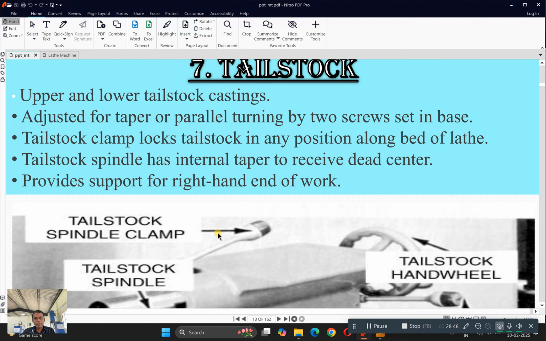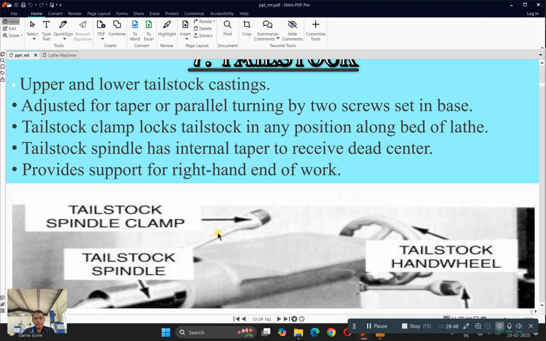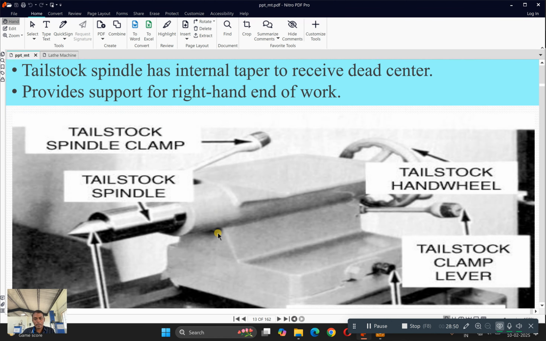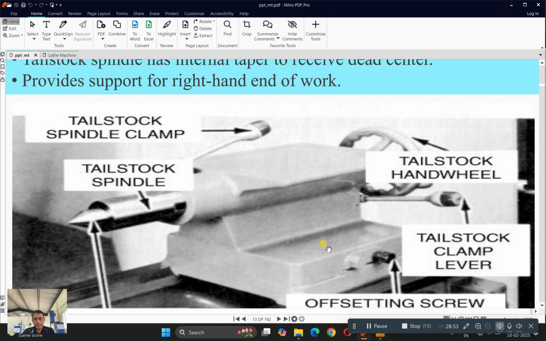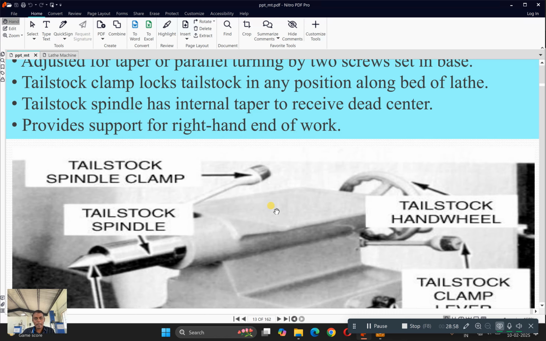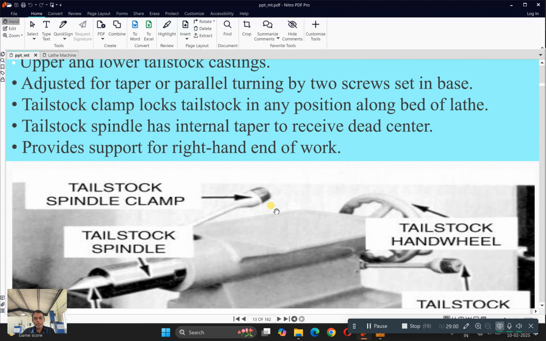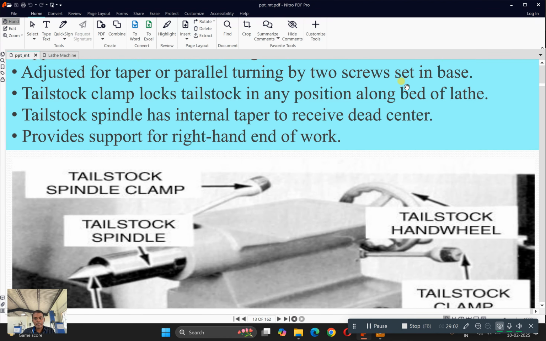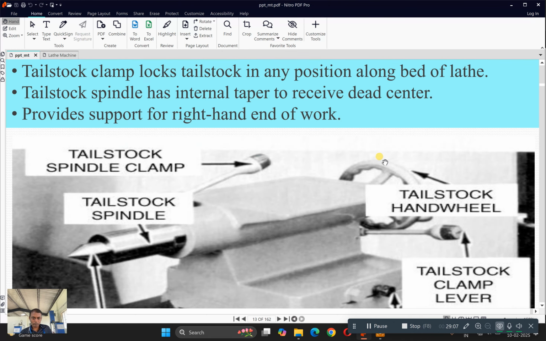Last one, tailstock. So it has upper and lower tailstock castings. What is meant by upper and lower tailstock casting? This particular portion is called the lower tailstock casting and this is called the upper tailstock casting. Both of them are connected together and it is adjusted for taper or parallel turning by two screws set in the base. There are two screws which are provided here. By adjusting this clamp screw we can move your tailstock from one end of the lathe bed to the other end. So that is explained here.